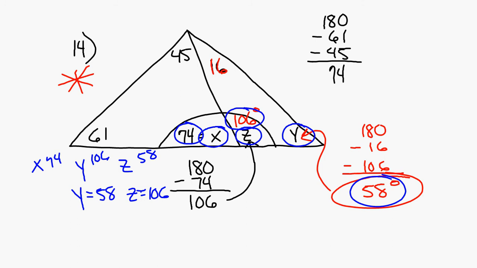So this problem gets missed because of the order. You solve them in the order of X, Z, Y, but the answers are listed in the order of X, Y, Z. So be careful. It's not a difficult problem, but it gets missed because of the order of the answers.